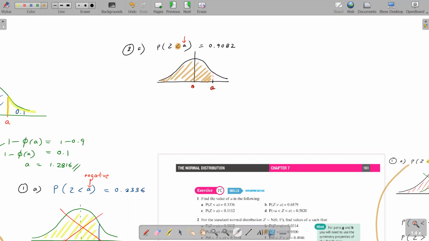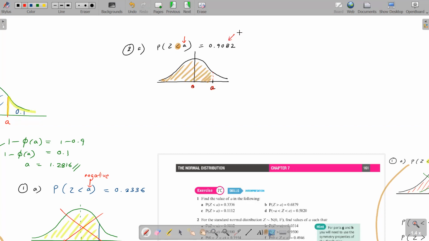Is it less than A? I shade the area behind the line. And you can clearly see the way I have shaded this. This area is covering half the area and there's another portion here, so it's more than half the area. This is the area that's more than 0.5. Does it correspond to 0.9082? Yes, it can, because 0.9082 is the area bigger than half. And you can see the positive A here is covering an area bigger than half for the less than side. So that's all you need to check.